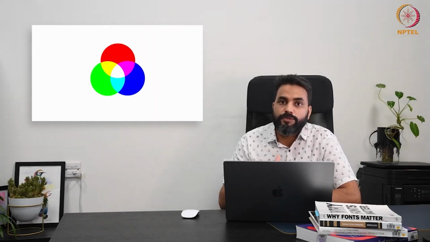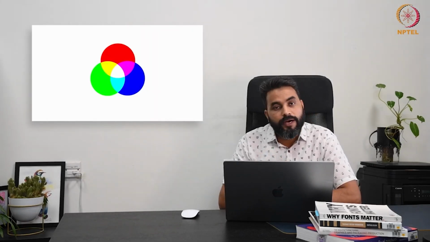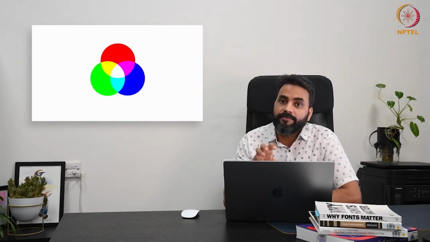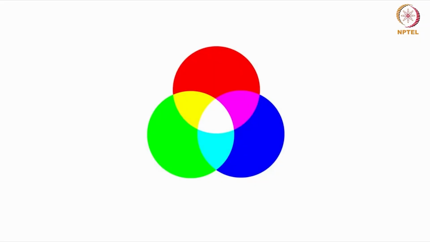So unlike CMYK, which subtracts colors to create a print image, RGB is an additive color model. This means colors are created by adding different intensities of red, green and blue. As shown on the screen, as the colors mix, they form different hues. When all three colors are added at full intensity, they produce white.